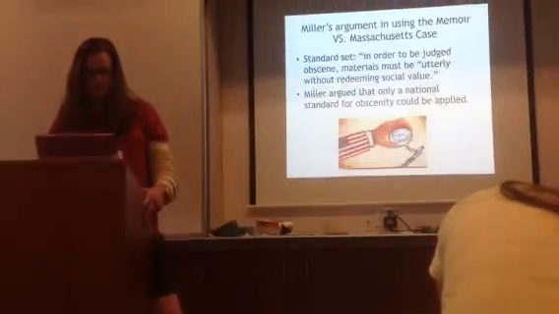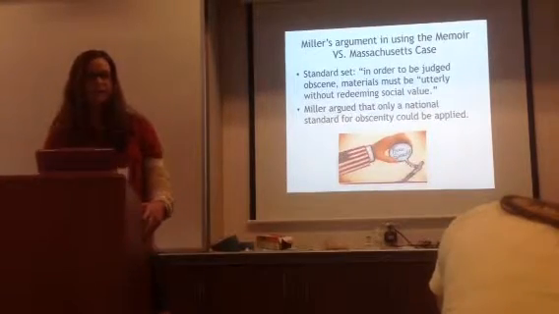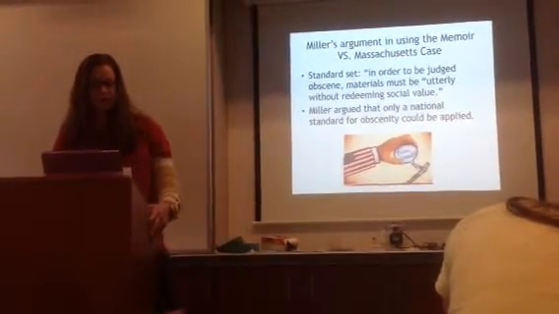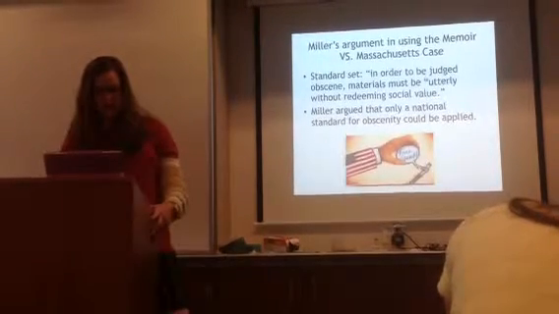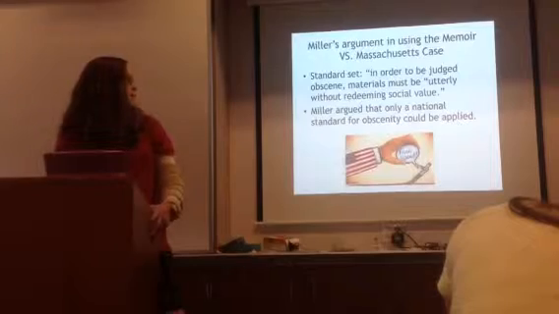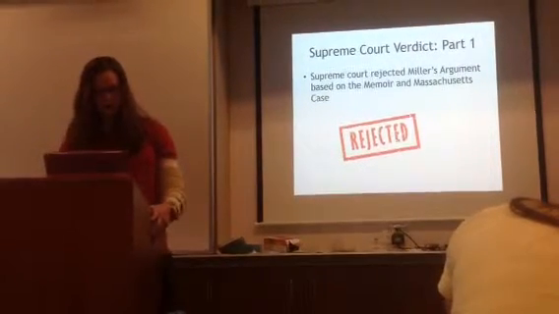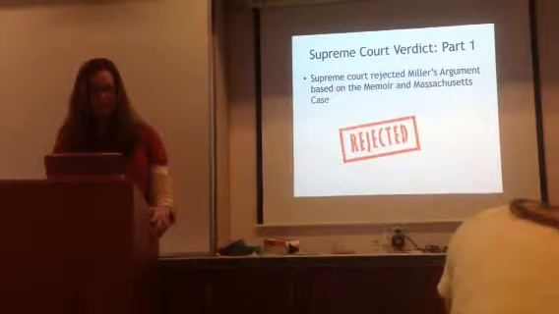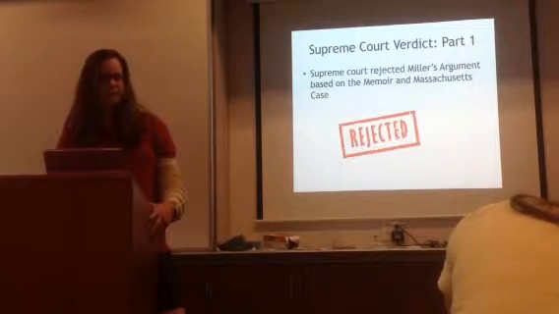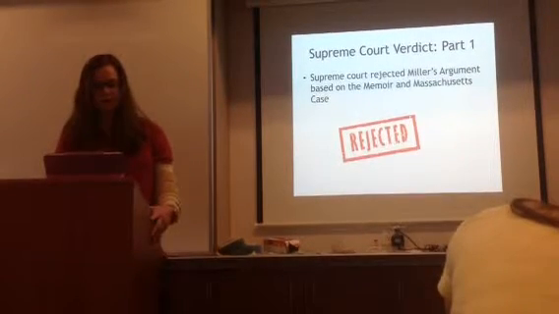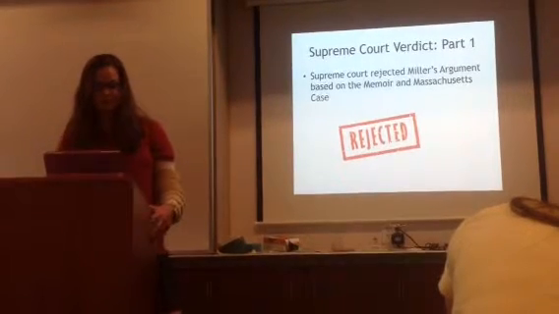The standard set in the Memoir v. Massachusetts case was that in order to be judged obscene, materials must be utterly without redeeming social value. Miller argued that only a national standard for obscenity could be applied. Part 1 of the Supreme Court's verdict includes their rejection of Miller's argument based on the Memoir v. Massachusetts case. The Supreme Court felt that this previous case ruling should not affect their decision on the Miller case.